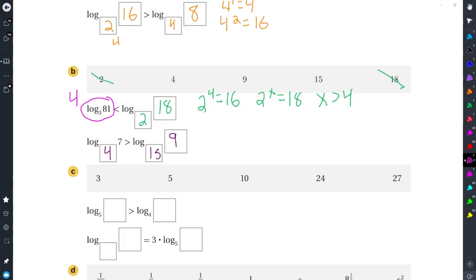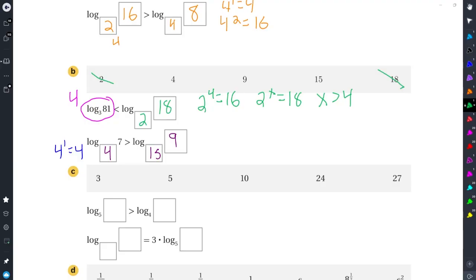Let's do that. This will be easier to see. So 4 to what power is 7? 4 to the first power is 4. 4 to the second power is 16. So that means this value right here is between 1 and 2.